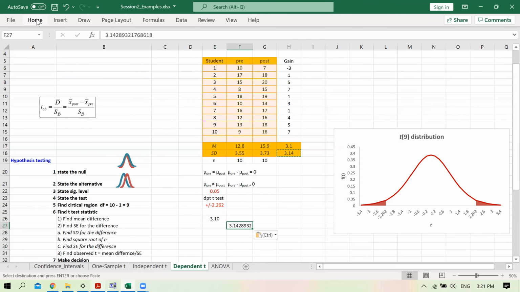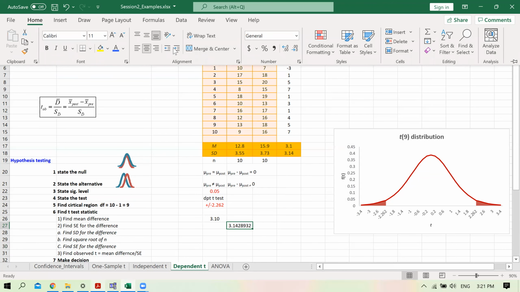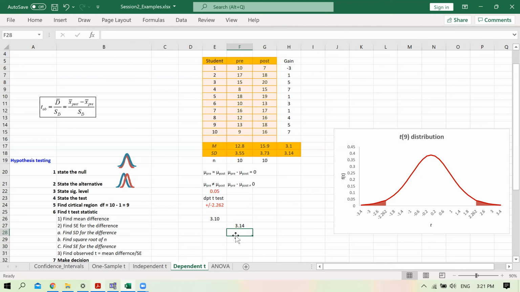And then I'm going to use decimals. And next we're going to divide the standard deviation by the square root of the sample size, which is 10. And then we're going to find the standard error of the mean difference.